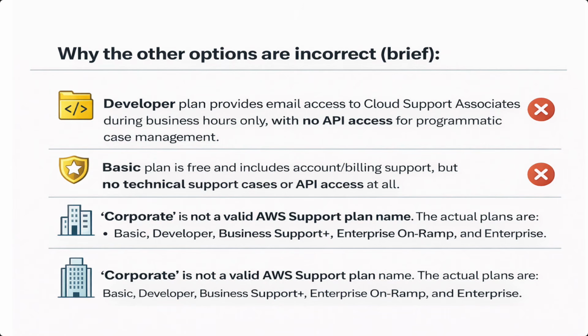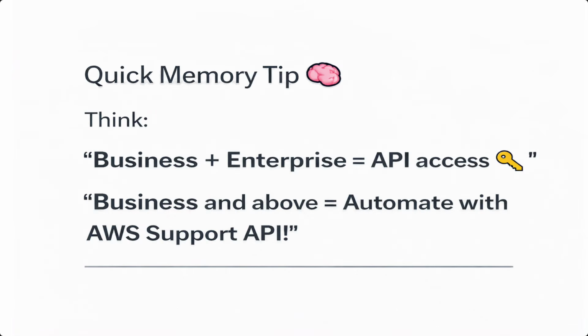Corporate is not a valid AWS support plan name. The actual plans are Basic, Developer, Business Support Plus, Enterprise On-Ramp, and Enterprise. Quick memory tip, think: Business, Enterprise, API access. Business and above gets automation with the AWS Support API.